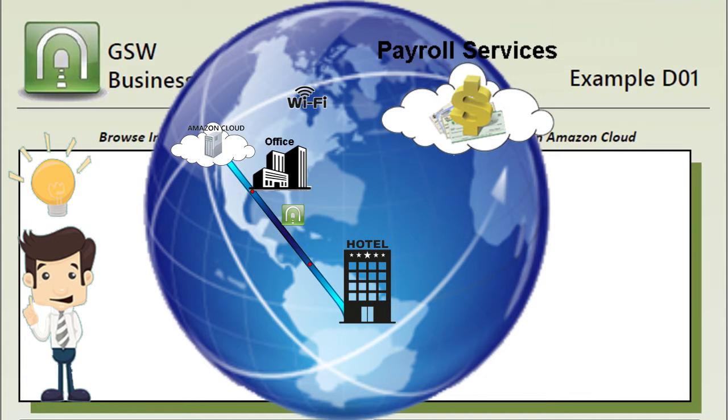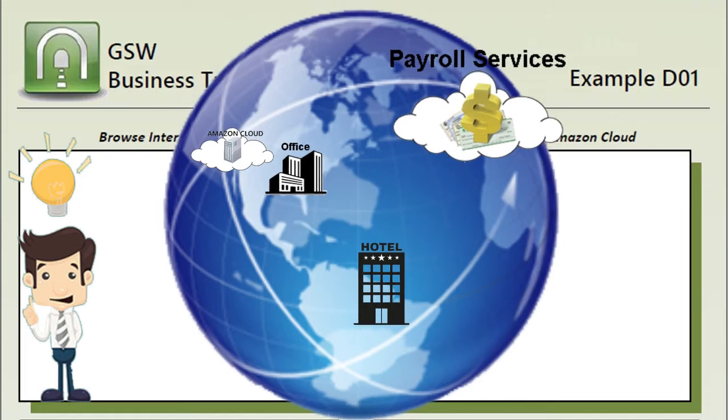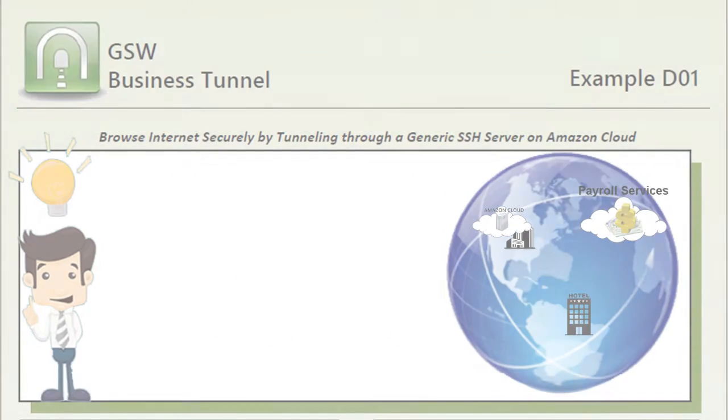Prior to acquiring the business tunnel, Matt would never have considered doing something as critical as running payroll from a non-secure public location. With the business tunnel, he can turn any internet connection into a secure and private connection that he can trust to keep his critical information safe from prying eyes. Let's see how it's done.